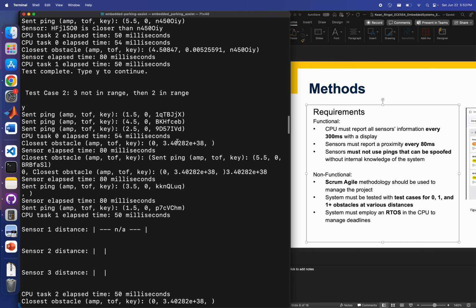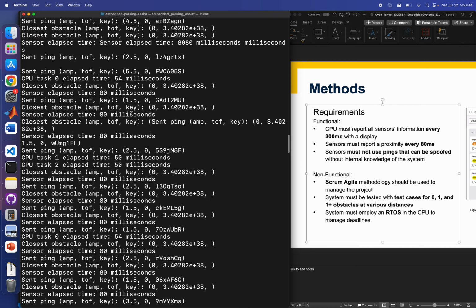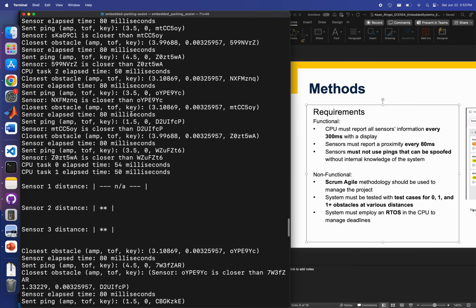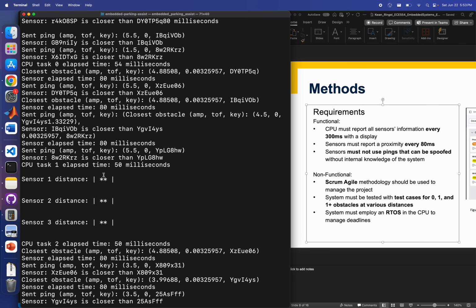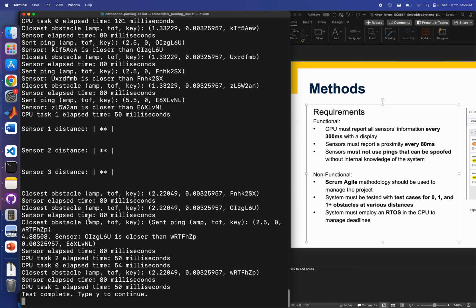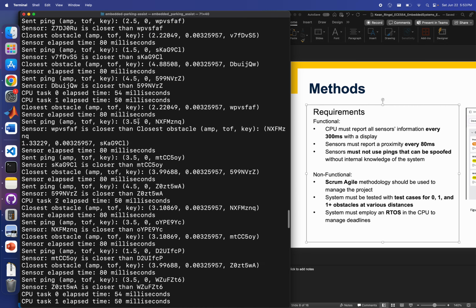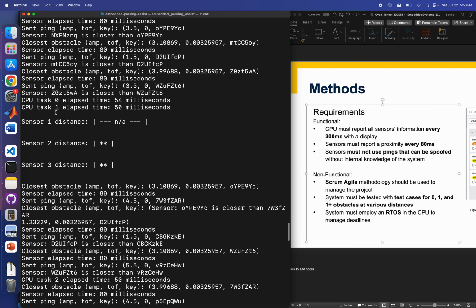So test case 2 had 3 not in range and then 2 in range. So at the beginning, we should be seeing these NAs, and then we should start to see the obstacle come in. So here, this is the first message with all obstacles, and you'll see that they're 2 stars away in terms of distance. So you can see that it is reacting in real time because the obstacles are brought in real time, and you'll see how the system performs with multiple sensors as well.